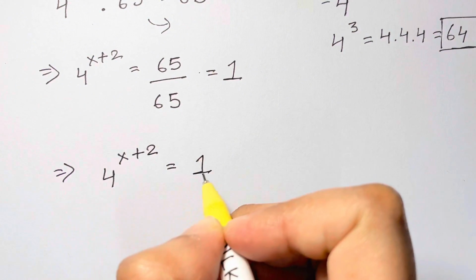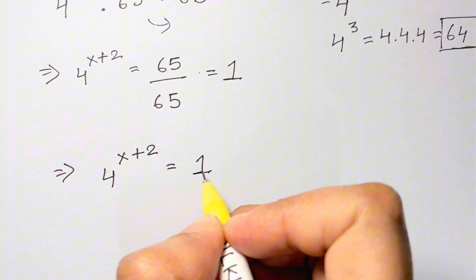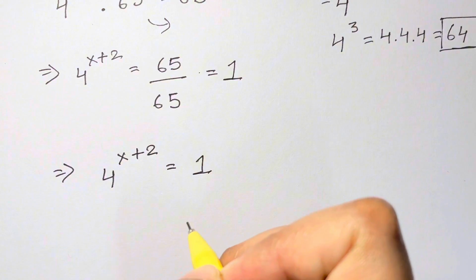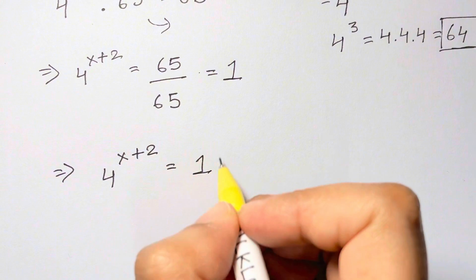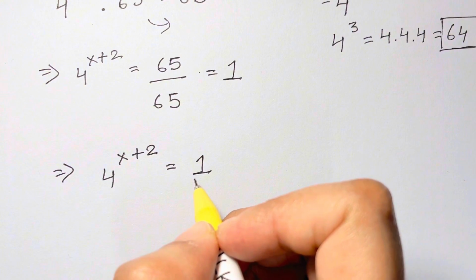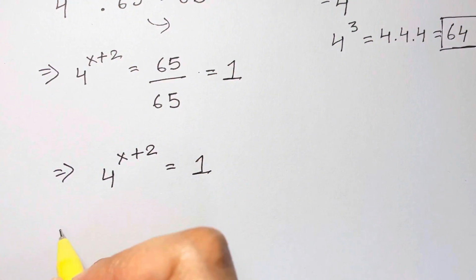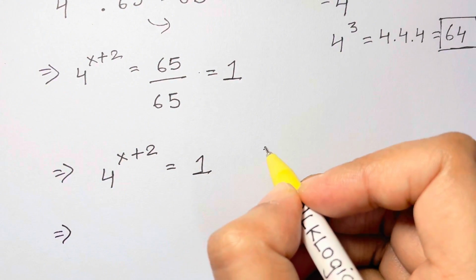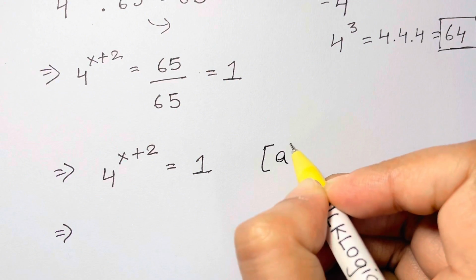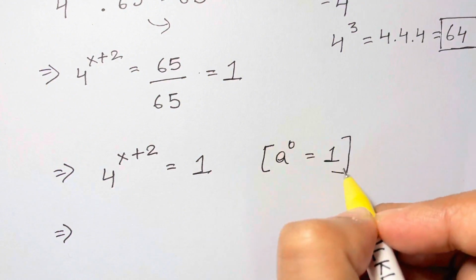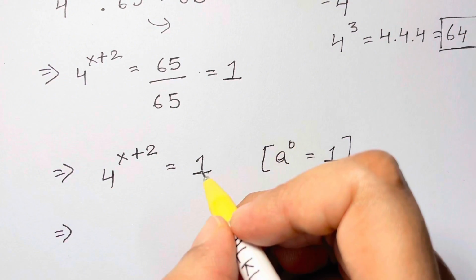But now I cannot equate them because my base is not same. Here it's 4 and here it's 1. So I cannot equate the exponents. Now what should I do? What should I think of? Now you should be very quick to find out the trick here. As you already know, do you have an idea that anything to the power of 0 is equal to 1? If you have this in mind, you can easily apply the trick here.